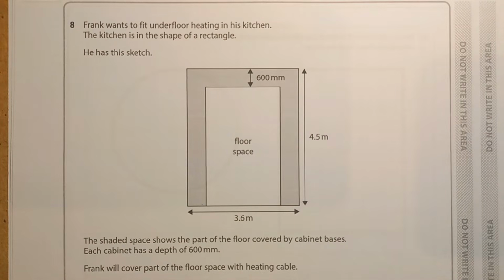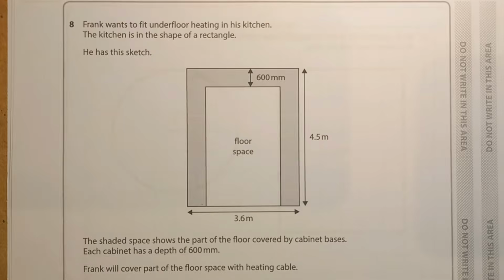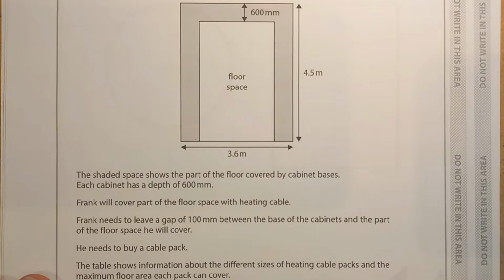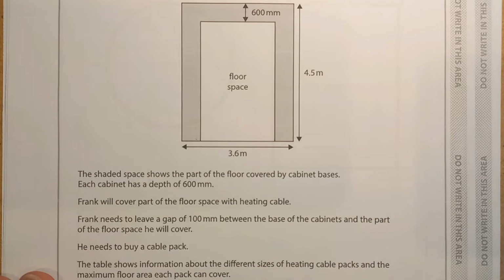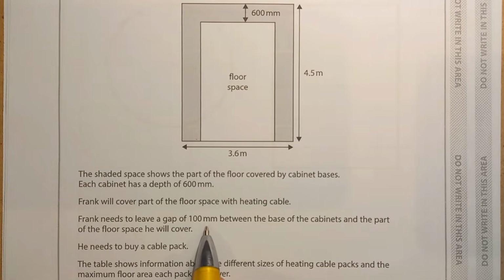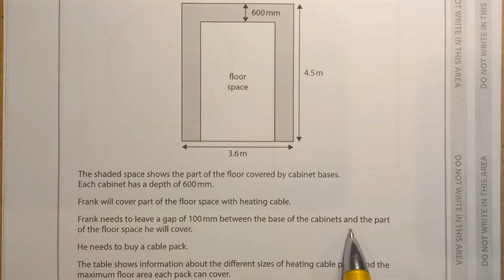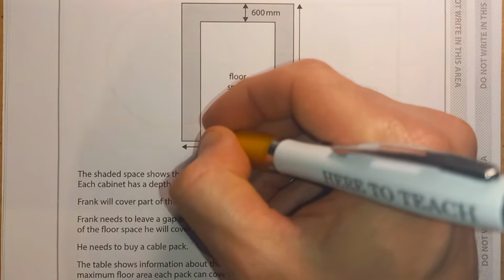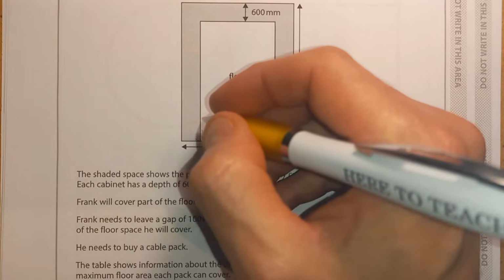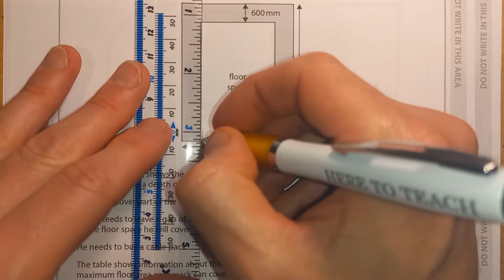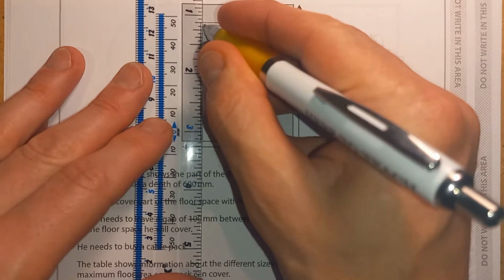Frank will cover part of the floor space with heating cable. Let's move this up. Okay. Frank needs to leave a gap of 100 millimeters between the base of the cabinets and the part of the floor space he will cover. So in other words, there's going to be a little gap here.